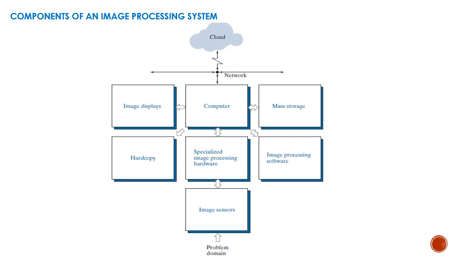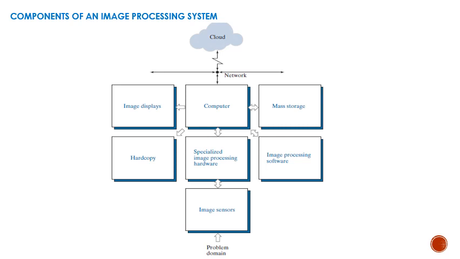The slide in front of you demonstrates the various components of the image processing system. They are the image sensors, the specialized image processing hardware, the hard copy, the image processing software, image displays, computer, mass storage, network, and the cloud. Now let us go into a few of the details of each of them one by one. Anytime you feel like, you can pause the video and make notes. This is for throughout the video.